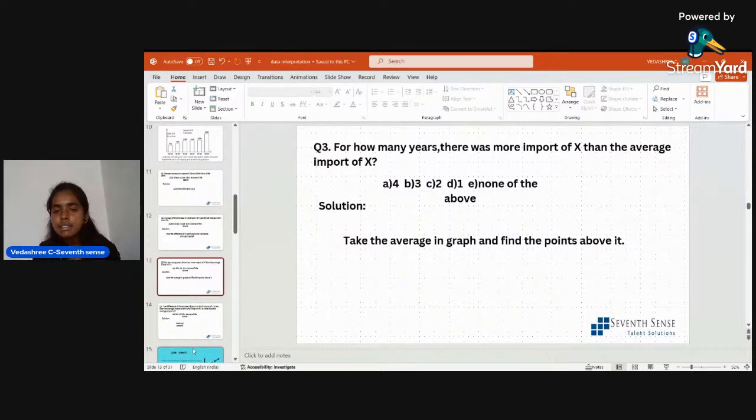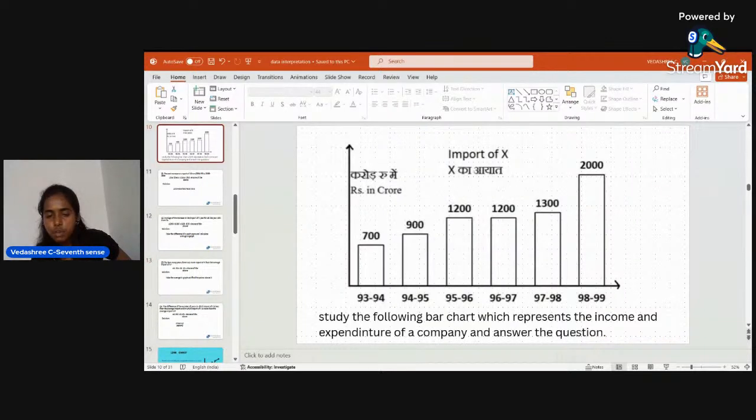For how many years was there more import of X than the average import of X? For calculating this, we'll first take the average in the graph and find the points above it. First take the average of all the import of X.